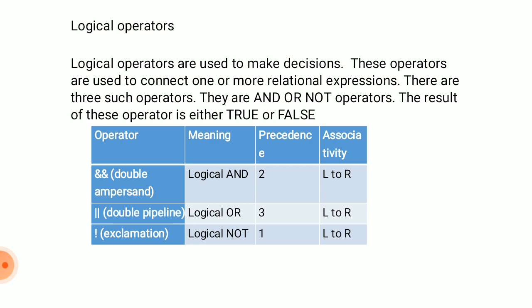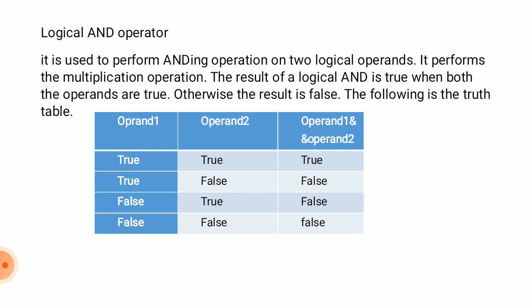Now we will see a brief introduction to logical AND, OR, and NOT. First is the logical AND operator. It is used to perform the ANDing operation on two logical operands, and it performs the multiplication operation. By seeing AND, don't get confused. AND does not mean addition or sum. AND means it performs the multiplication operation.